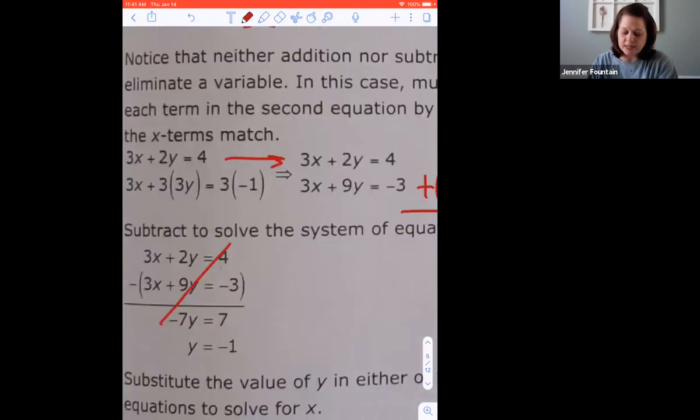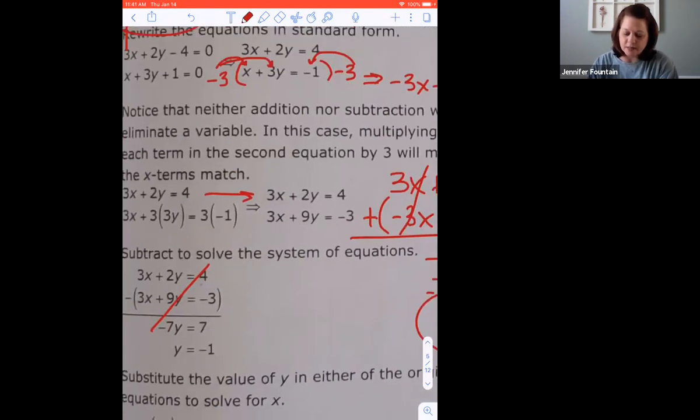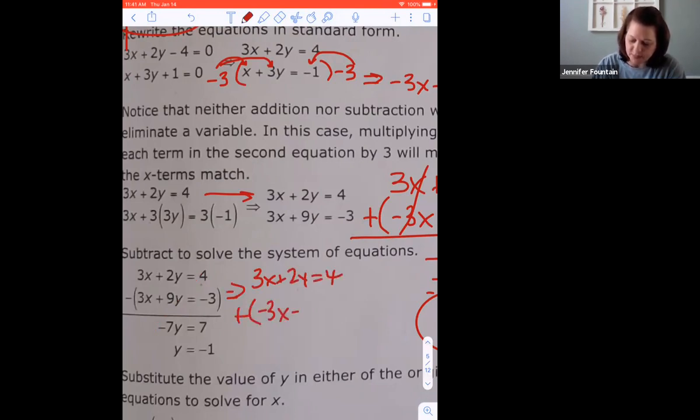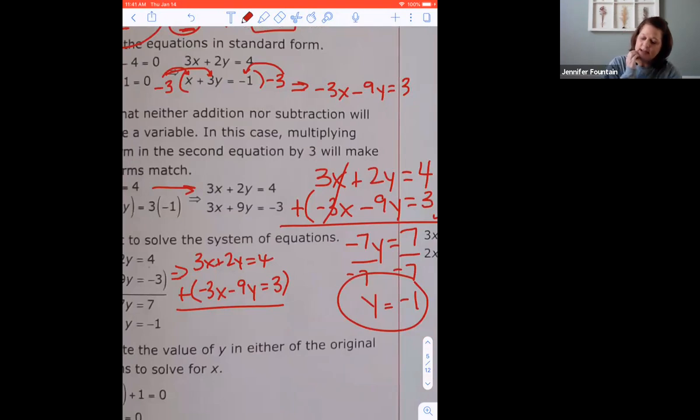All they did here is, basically they've got it as subtraction, and we're just adding the opposite. So 3x plus 2y equals 4, plus -3x minus 9y equals 3. So all I did was change it to adding the opposite. So I still end up with y is -1.